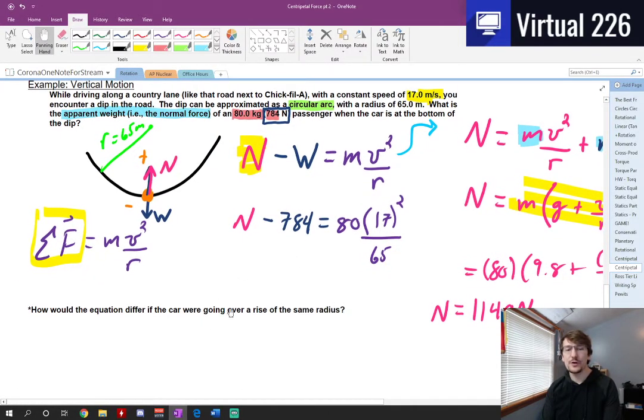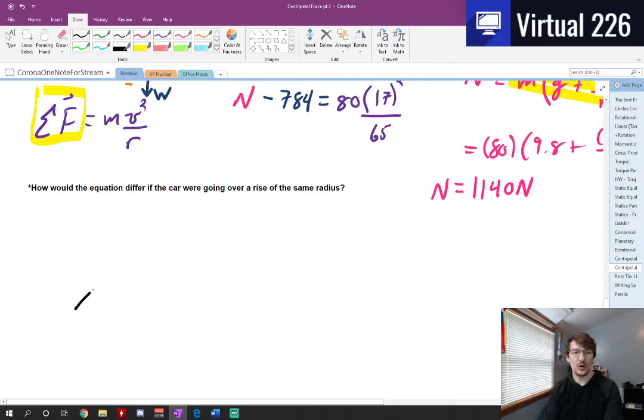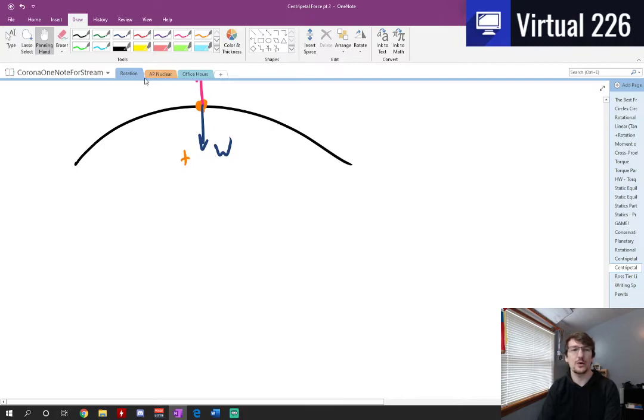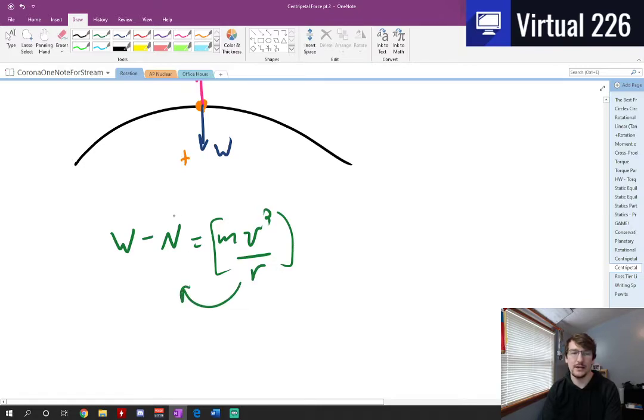Now, if we were going over a rise of the same radius, and this is what you're encountering at our actual Chick-fil-A hill, and here's your car, everything is pretty nearly the same, except our forces are in different directions. Now our normal is pointing out, our weight is pointing in, which makes the weight positive and the normal negative. What this means is that whenever you're writing out this equation, you're going to have weight minus normal equals mv squared over r.